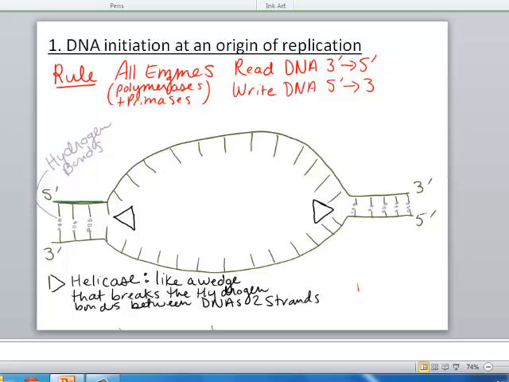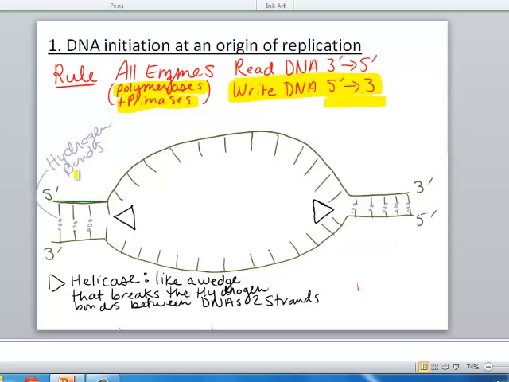So let's take a look at DNA initiation at the origin of replication. So basic rules are as follows. All enzymes read DNA 3' to 5', but they build or write DNA, as it's sometimes put, 5' to 3'. And that's the key for us to remember, because when we are modeling the replication of DNA by our drawings, we are going to be focusing on drawing 5' to 3'. And all enzymes, so all polymerases, DNA polymerases and RNA polymerases, which we will talk about in chapter 17, and then, of course, our primases, which will make our RNA primers to get the whole process started.